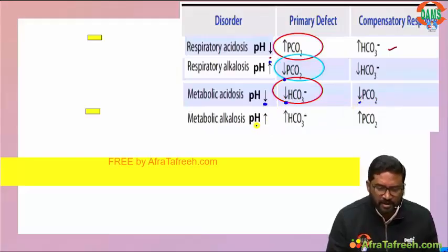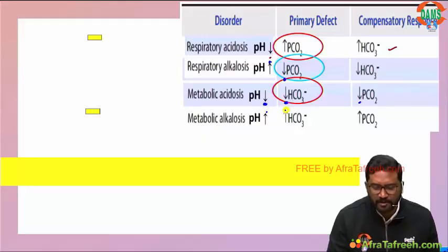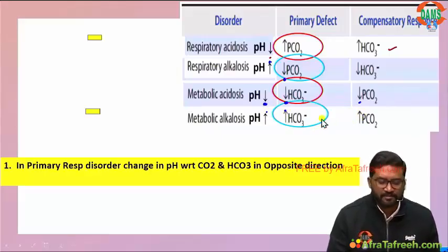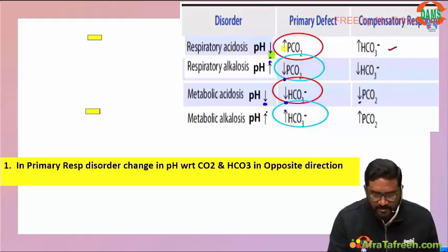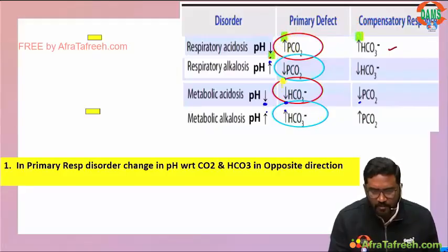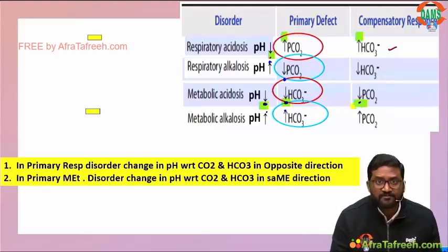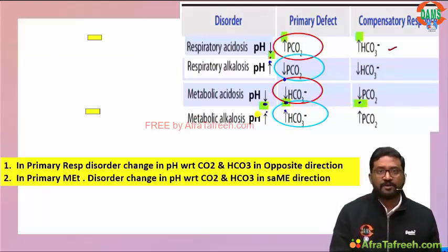So to call it alkalosis, pH is increased. So why here is pH increased? Because of increased bicarbonate. And to fight against this, CO2 will also increase. So the first rule is, whenever it is a primary respiratory disorder, change in pH with respect to parameters generally will be in opposite direction. But if it is a primary metabolic disorder, change in pH with respect to parameters will be in the same direction.